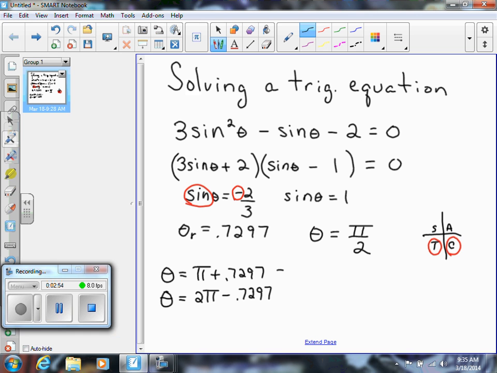So our two answers here, we can work out on a calculator: 3.8713. And finally for the second one, it comes out to 5.5534. And that's it.